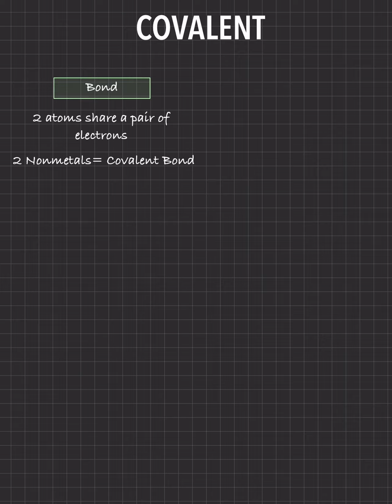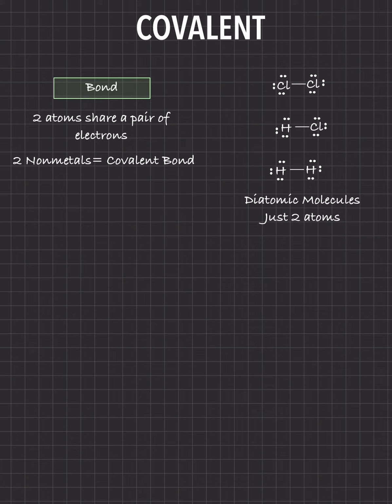So for covalent, what is covalent to begin with? When you have a covalent bond, it's sharing a pair of electrons, two atoms sharing a pair of electrons. Now, again, usually that's going to be two nonmetals, but again, you can have more. So you can have diatomic molecules or you can have polyatomic molecules. Diatomic molecules, again, is just two atoms, so it's going to be Cl2, H2, HCl, and there's more. And then if you have polyatomic, it's going to be more than two atoms.